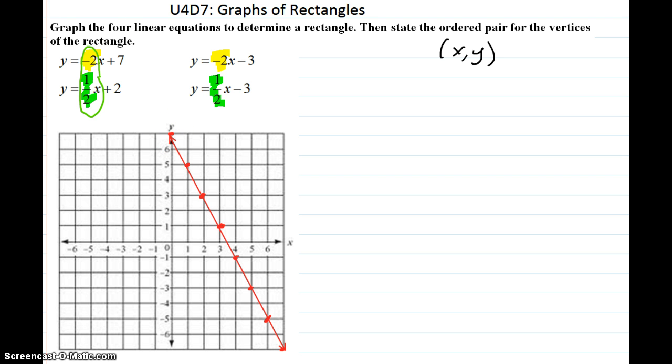Okay, now let's graph our other line. Let's graph negative 2x minus 3. Go down to negative 3, down 2 over 1, down 2 over 1, and then up 2, the opposite, up 2 to the left 1.